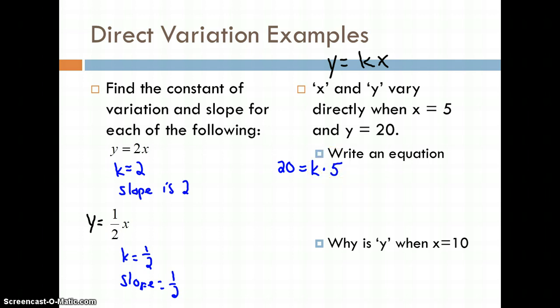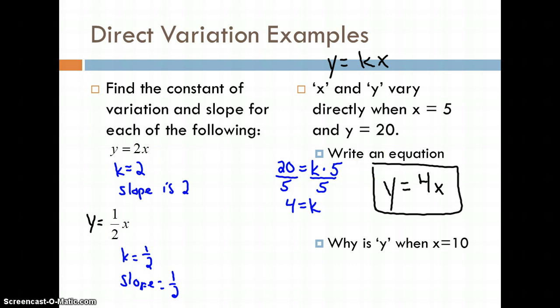So if I solve this by dividing both sides by 5, still same rules that we've done before, the inverse of multiplying by 5 is dividing by 5, I get 4 is equal to k. So that puts my equation as y is equal to 4x. That is the direct variation equation given that x equals 5 and y equals 20.